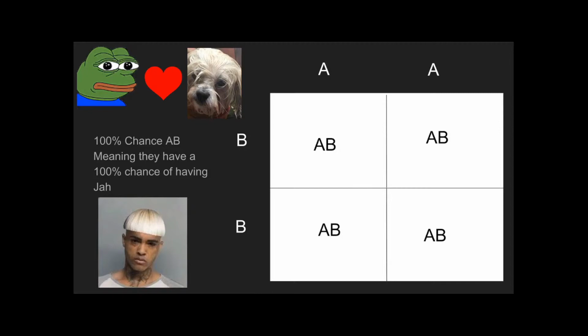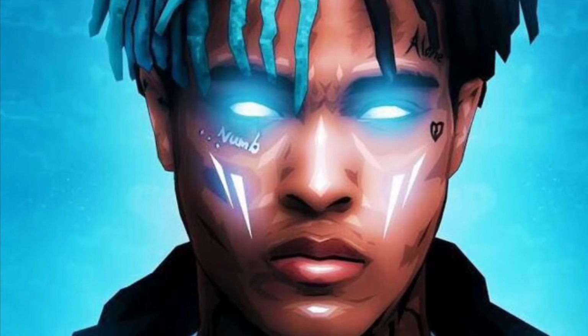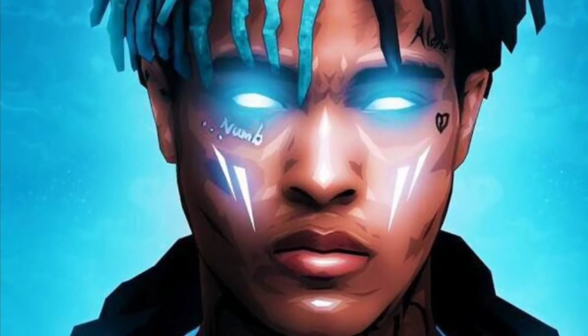From here on, you just solve the Punnett square regularly, except the A and B alleles are both dominant, so they combine to make the AB. This means that the offspring will have a 100% chance of having AB alleles. In this case, AB codes for my boy, Jose Dwayne Ricardo Onfroy.